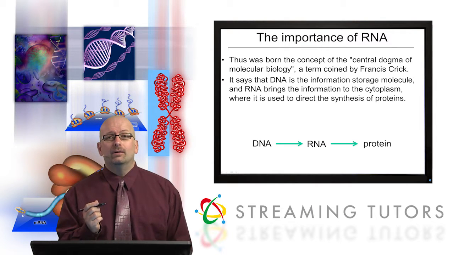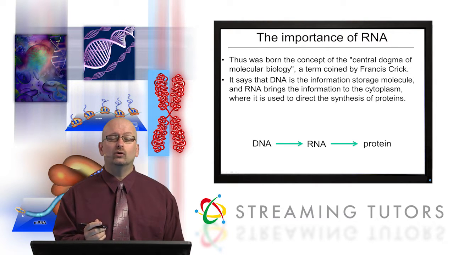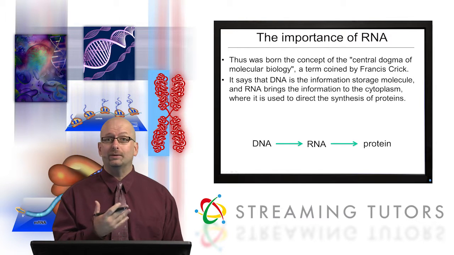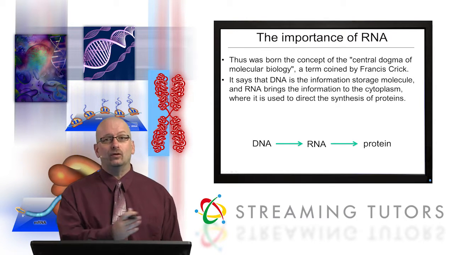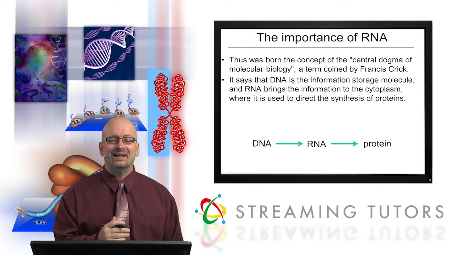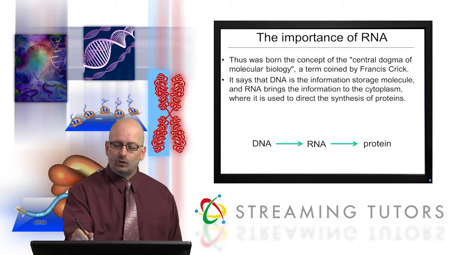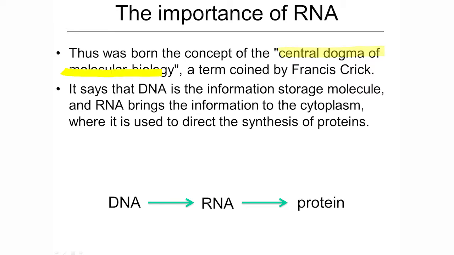And Crick coined a term to explain the basic flow of information in a cell. If you can find some of the papers that Crick originally wrote, you might find them interesting. We're just going to be jumping to the conclusion, but he explains exactly why he did it this way. So he came up with an idea called the central dogma of molecular biology.